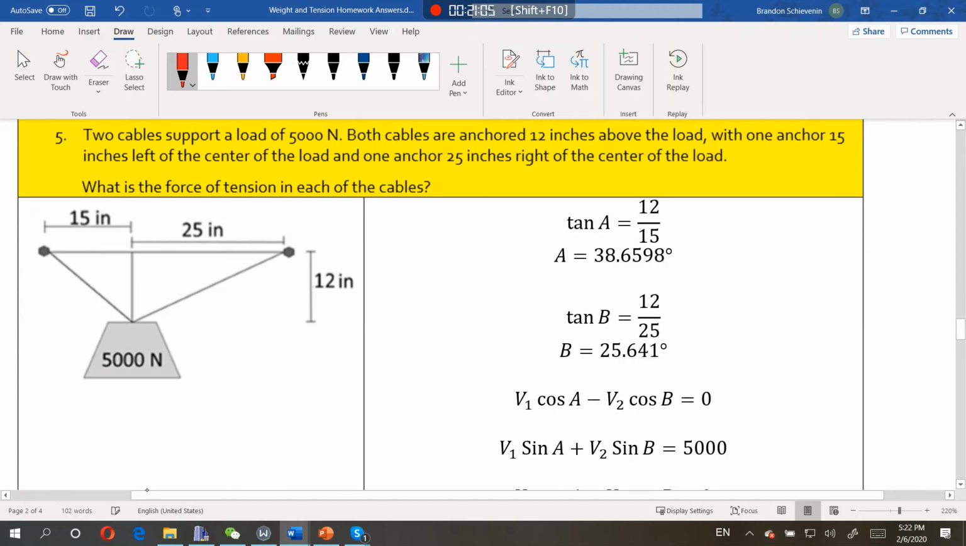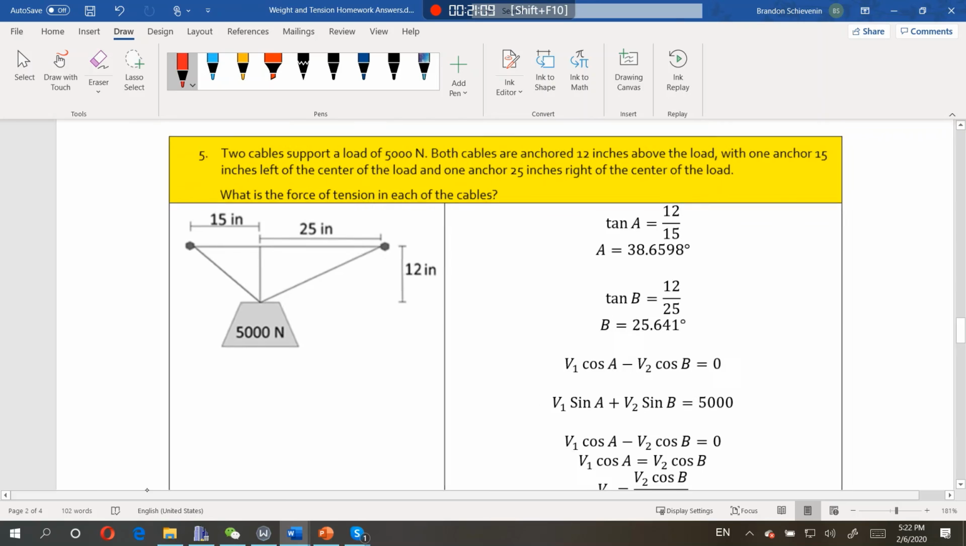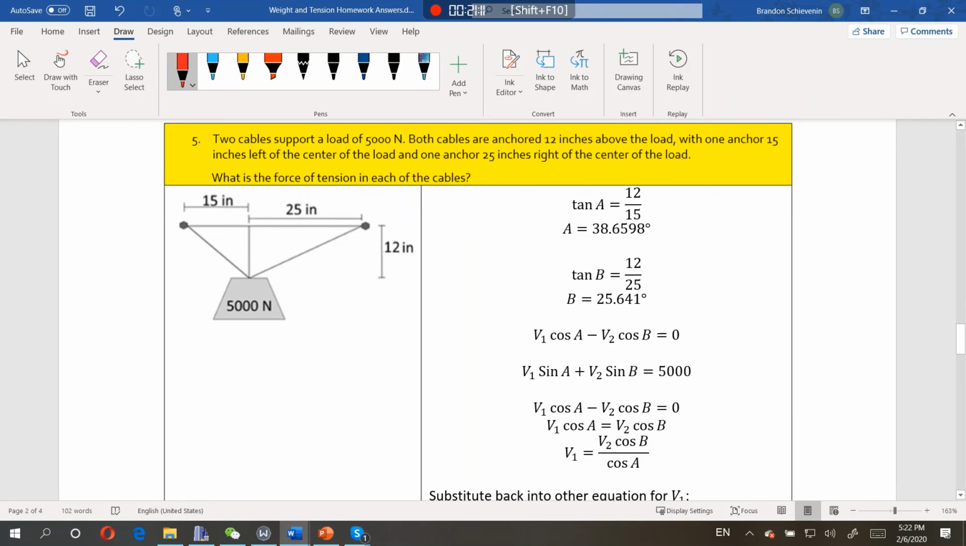Okay, and the last one. So we had two angles here, angle A and B. If I have two angles A and B, then I can set up a tangent relationship. So this is my 12 inches from the other side to get my angles. So I'm using my distances to get my angles. That gives me 38.7 and 25.6 degrees.